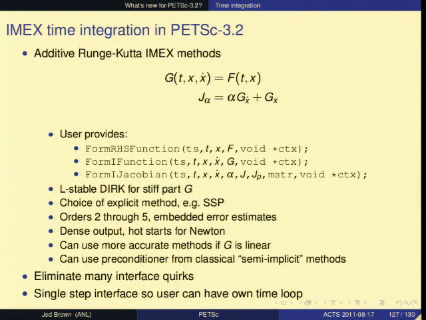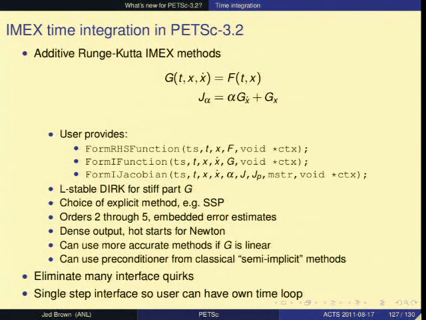And you have a choice of the explicit method. So if you have strong stability properties, you can have that. They're order 2 through 5, with embedded error estimates, and hot starts for Newton, and things like this. There are special cases if G is linear. The system that you get out, which is the Jacobian of the stiff part, is often still kind of challenging to solve because it might have a stiff wave in it or something that's difficult to precondition.